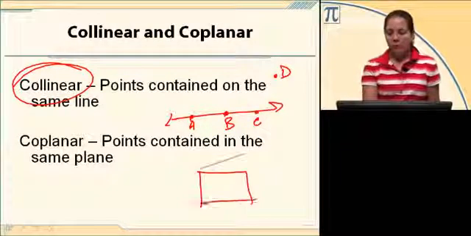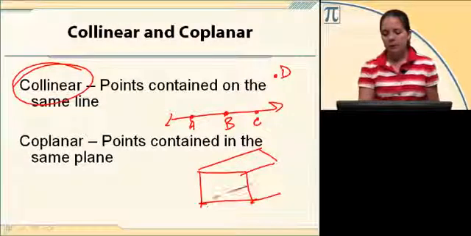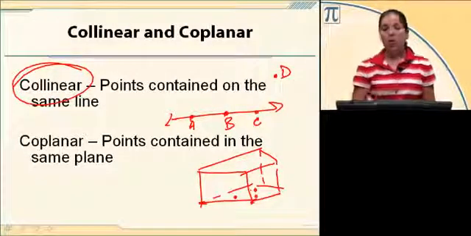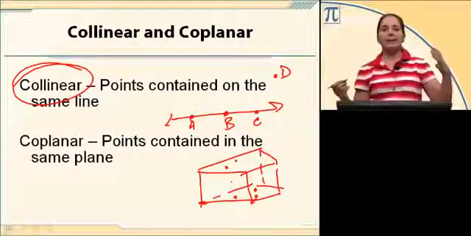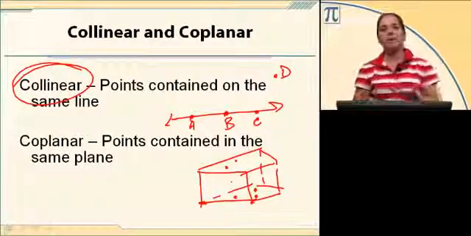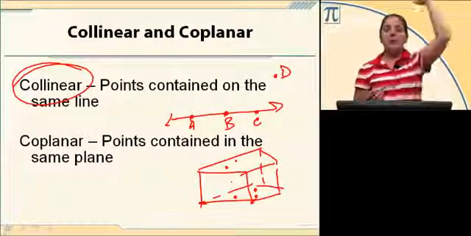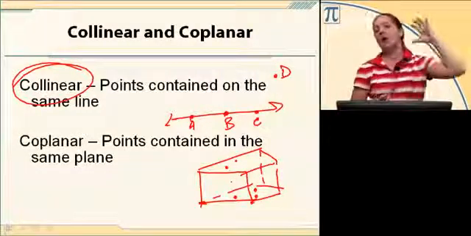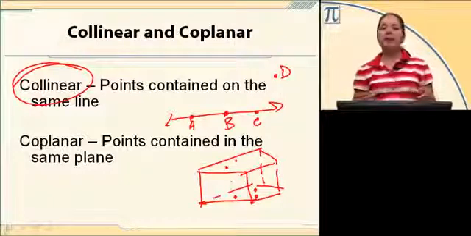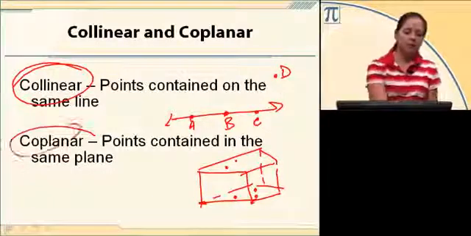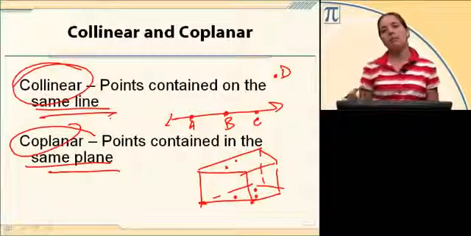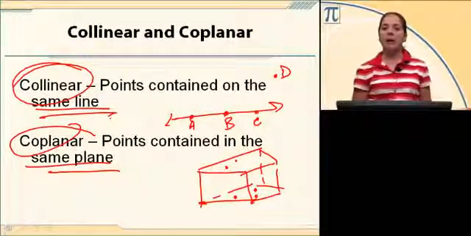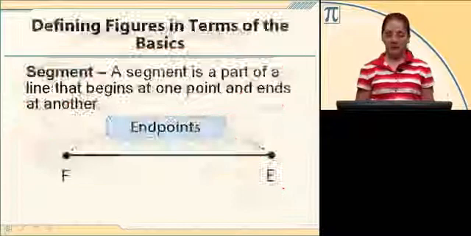So if you imagine 3 points on the floor of the room you're in and a couple points on the ceiling, the points on the floor are coplanar, the points on the ceiling are coplanar, but together they're not coplanar. So coplanar means that they are on the same plane. Collinear means they're on the same line. Collinear, same line. Coplanar, same plane.